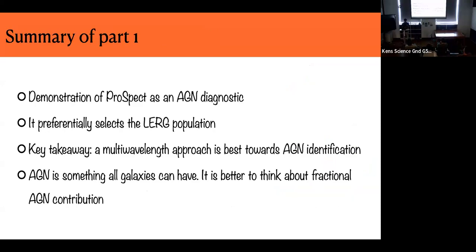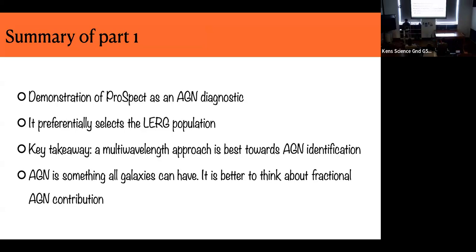Okay, so that was the first part of the talk. It demonstrated that prospect, as an SED fitting tool, can be used as an AGN diagnostic, and it selects the lurk population. One of the key takeaways should be that if you want to identify an AGN host galaxy, rather than looking at one part of the spectrum, we should be looking at everywhere all at once to maximize the AGN population that we have.